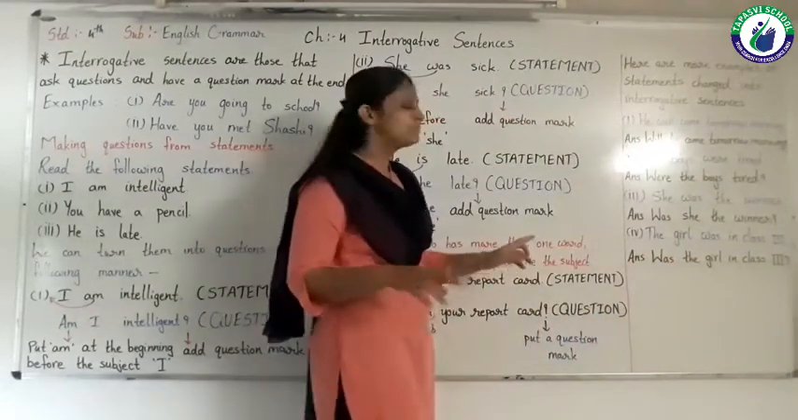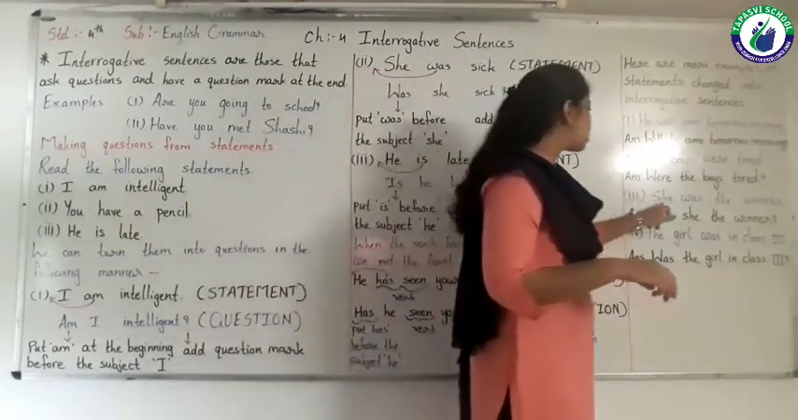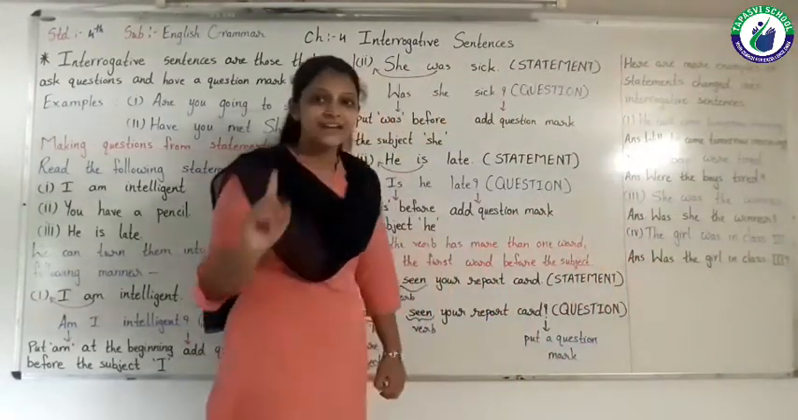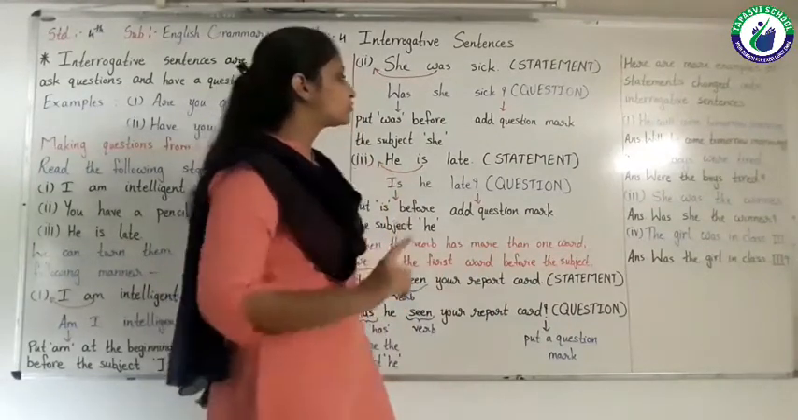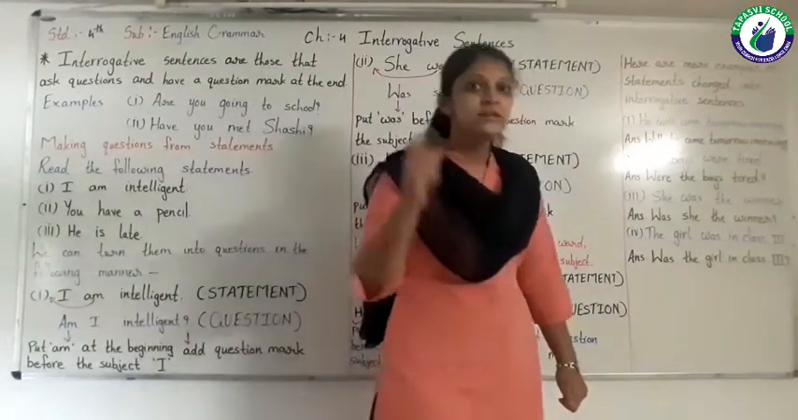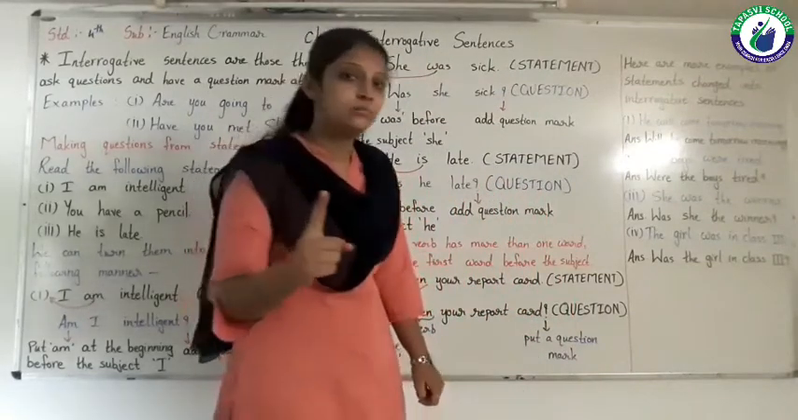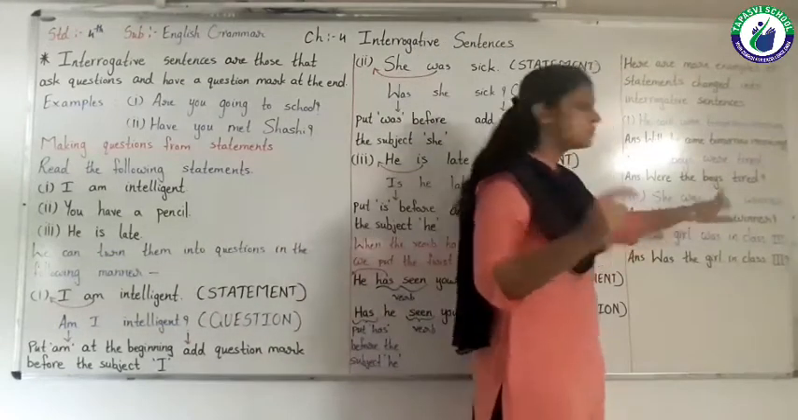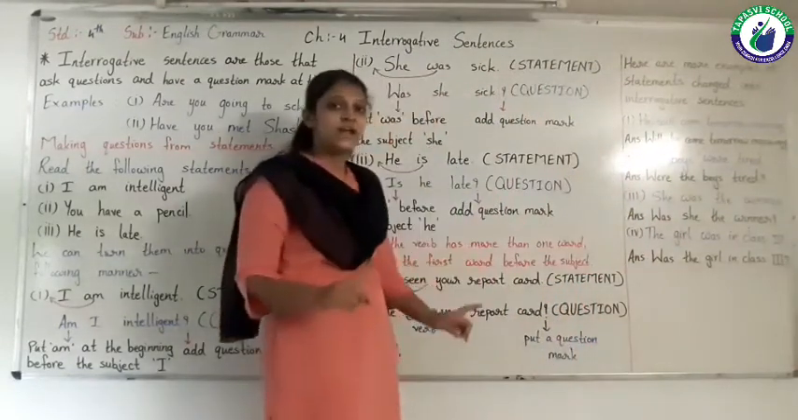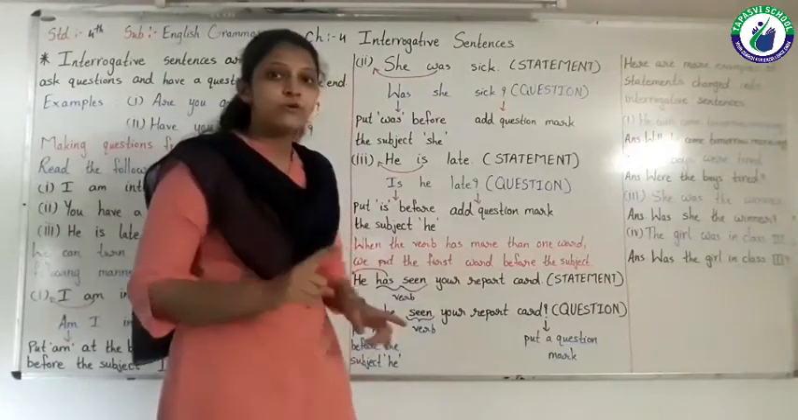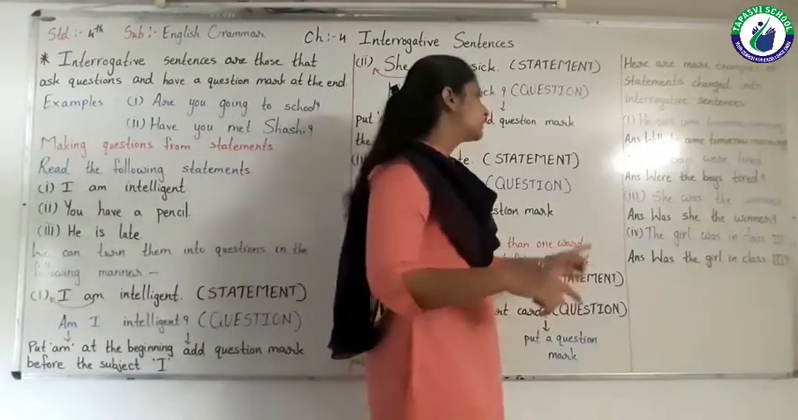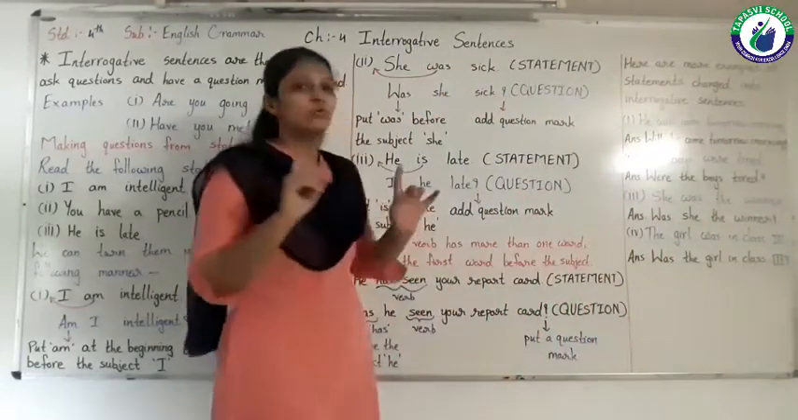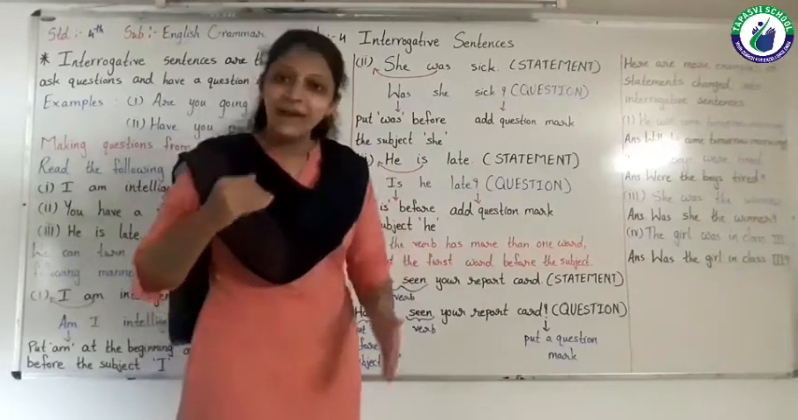Now let's see example number 3. She was the winner. Yes, the sentence is of statement. From the statement we have to change into interrogative sentence. First rule, we find the verb in the sentence. Sentence में verb कौन सा है, was. So always keep in your mind, put was before the subject in the sentence. मतलब कि सेंटेंस में जो वर्ब है उसको सब्जेक्ट के पहले पुट अप करना है.